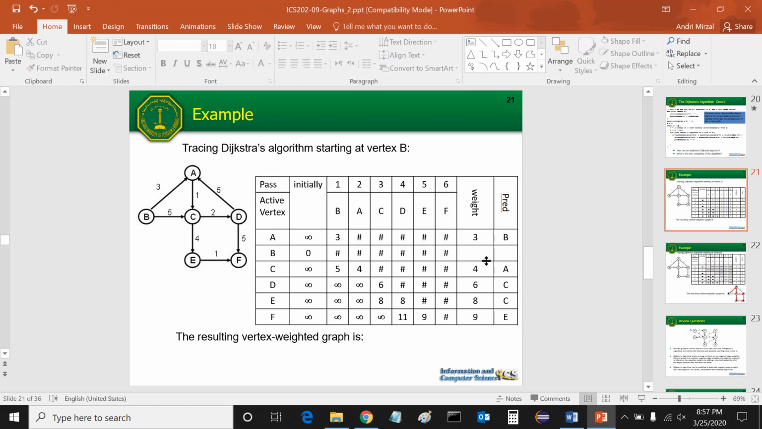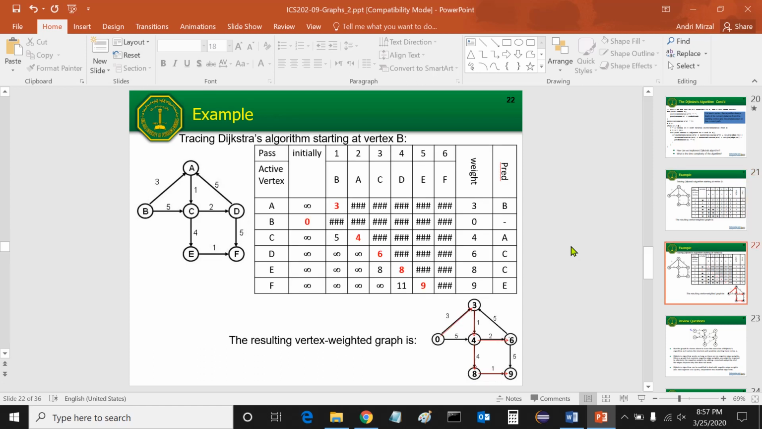Now this is only the remaining. You can see that B is the starting vertex, so that means there is no predecessor for B. And of course, there is no weight also. Just put 0. So everyone, this is how to do the tracing of Dijkstra's algorithm using a table. This is the kind of question that will be asked in the exam actually. So I think you need to master this approach. If you go to the next slide, you can see the answer.